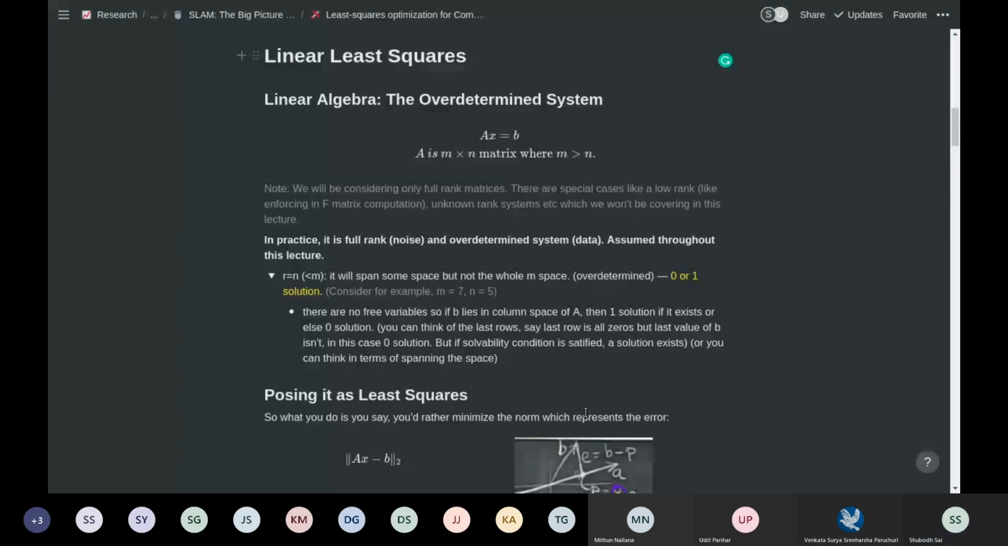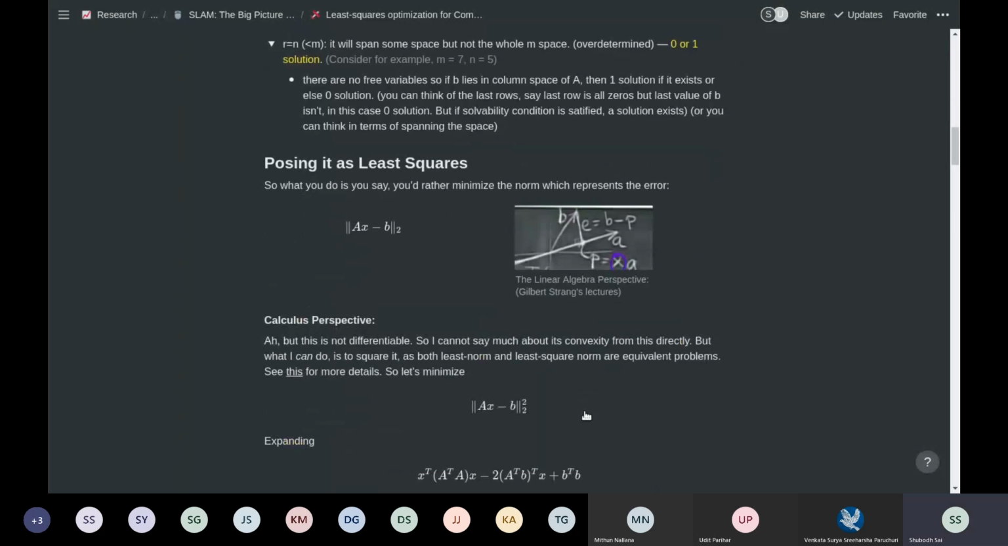We just say, maybe AX, the linear combination of the columns of A, might not exactly reach B, but what I'll do is minimize the distance between AX and B. So, least squares.